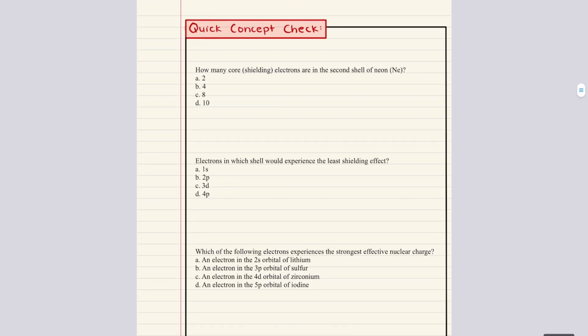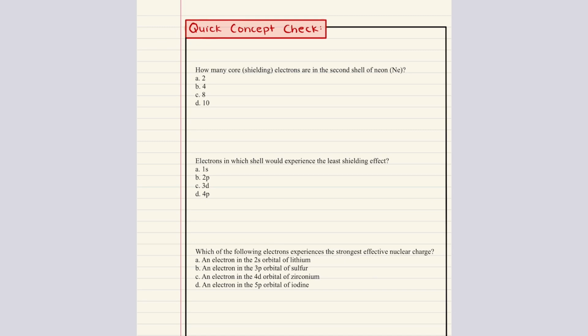Now, let's tackle some practice problems. While we tackle these problems, I want you to keep in mind that effective nuclear charge represents the net positive charge felt by an electron after we account for the shielding effect of those inner core electrons. Since effective nuclear charge is equal to the atomic number minus the number of shielding electrons, a higher effective nuclear charge indicates less shielding and a stronger pull from the nucleus. This first problem asks us, how many core electrons are in the second shell of neon?